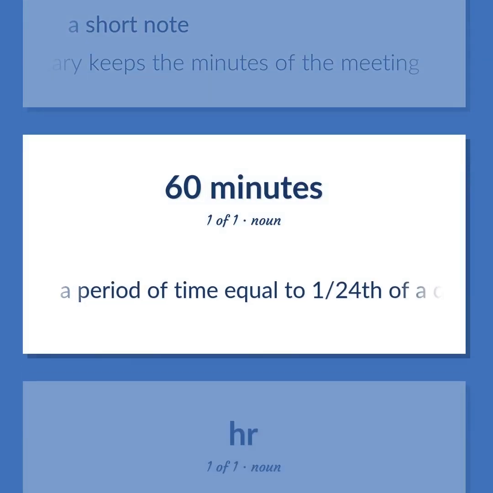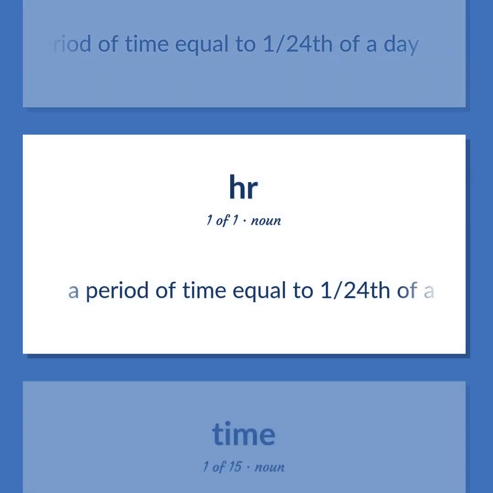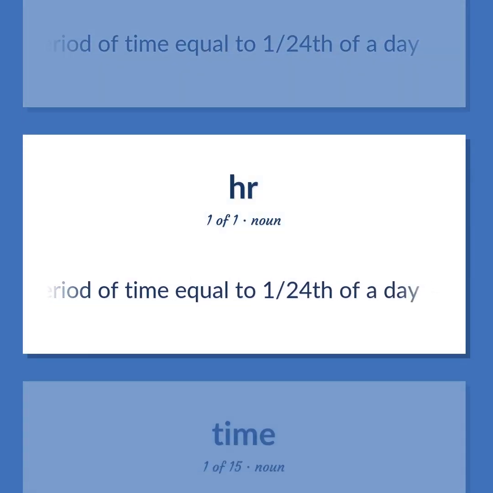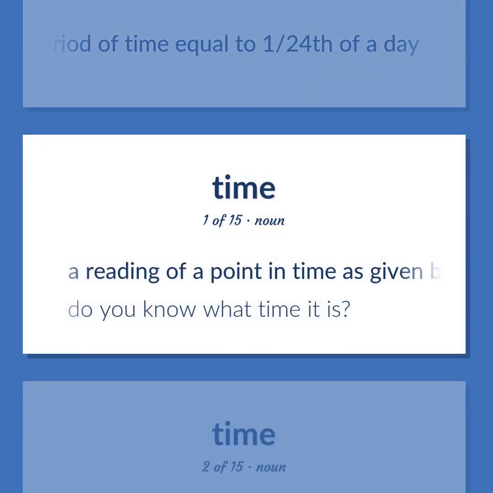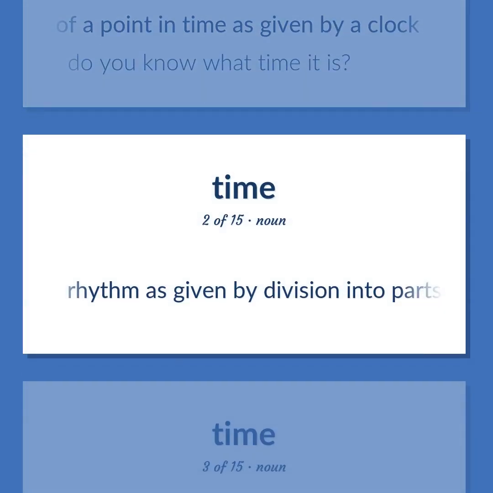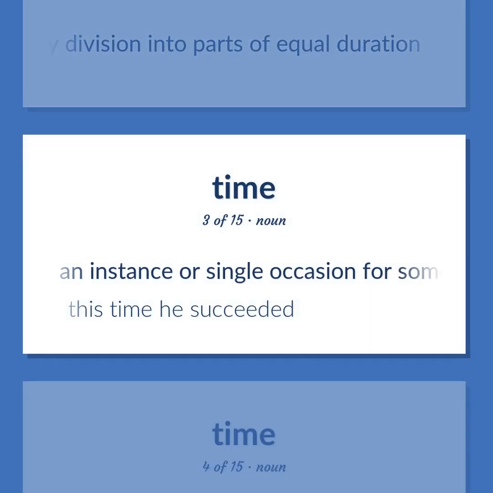A period of time equal to 1/24 of a day. A reading of a point in time is given by a clock. Do you know what time it is? Rhythm is given by division into parts of equal duration. An instance or single occasion for some event. This time he succeeded.